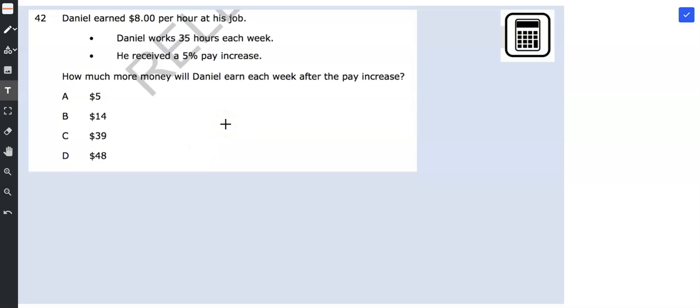We are at the point where we have been working with percents for a while now, and I want to make sure that you can solve any multi-step percent problem. Let's go ahead and read number 42 from the released EOG.